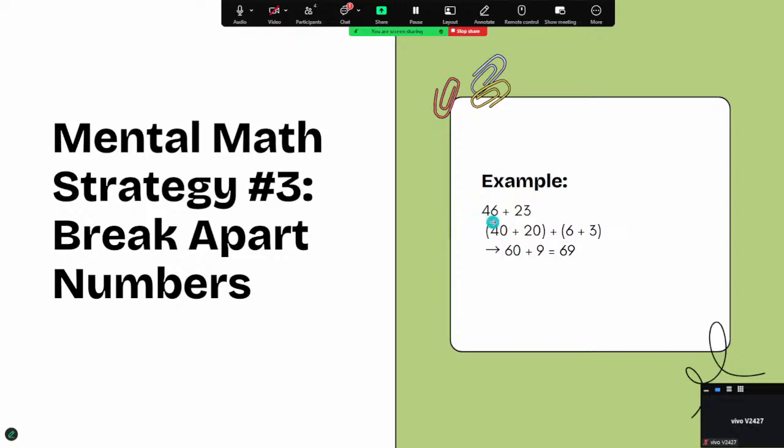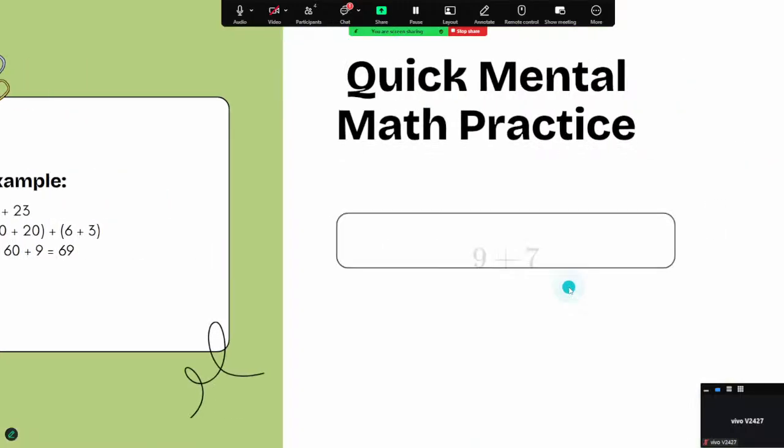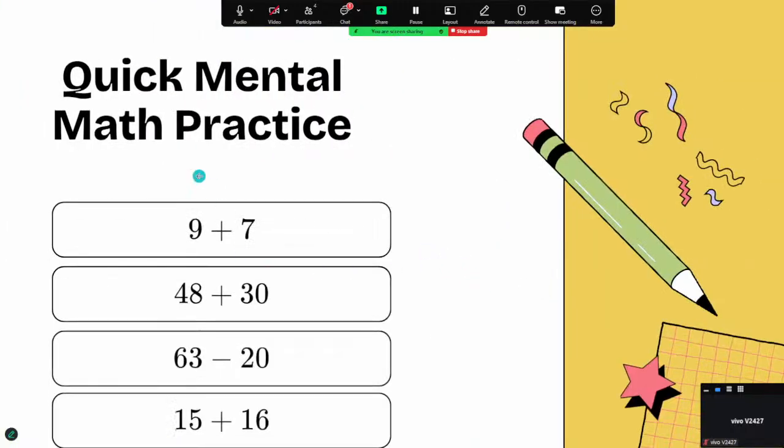So the main thing here, we're breaking apart the tens and the ones, and then we add the tens, and then we add the ones, and at the end we add everything together. So I've got some questions, quick mental math practice, and you can use any strategy that you want.